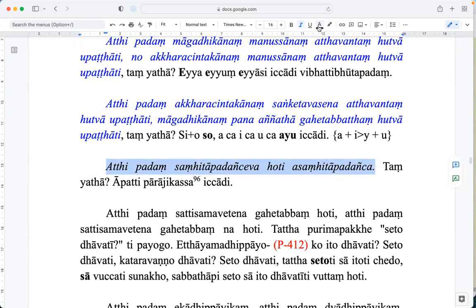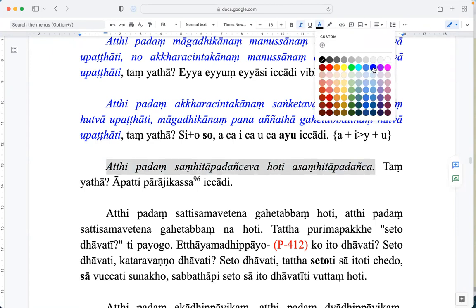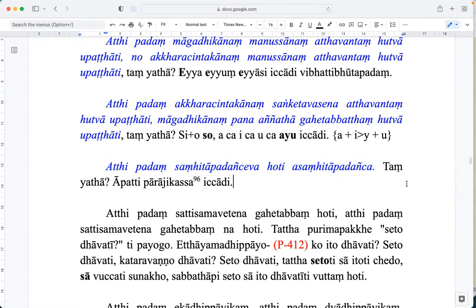Conjunct consonant, so conjunct or single, double or single. Sahida pada. Do you remember the meaning of the Sanhita? Sanhita means sandhi, euphonic combination. So sahida pada means euphonic combination, and asahida pada means euphonic separation, the separated word, or the compound, the combined word.